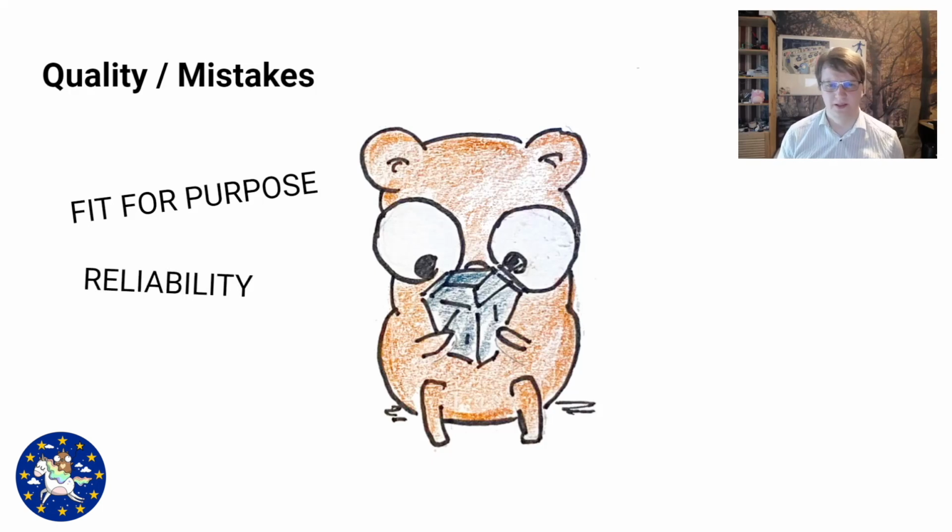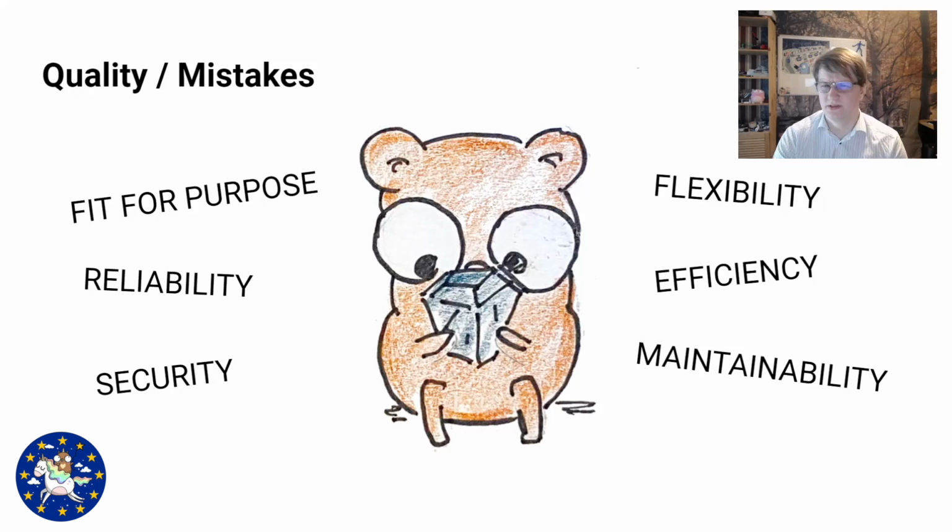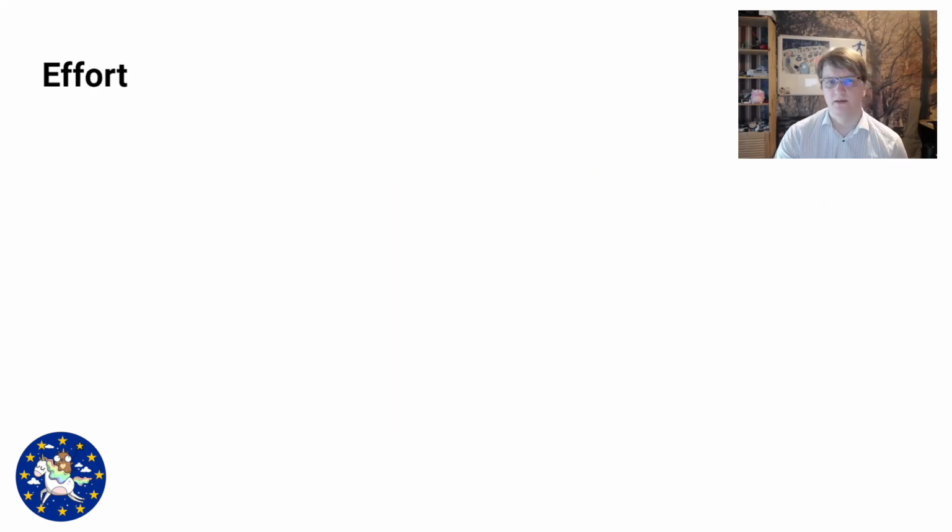Or will it fail on the first try? Or maybe it's not as secure as it should be. Or maybe it's not as flexible or efficient. And maybe it's not that good to maintain. When we're talking about technical debt, usually we mean the maintainability part. So the question is, what is maintainability? One thing we can consider is effort. How much work do we have to do to make a change in the code base?